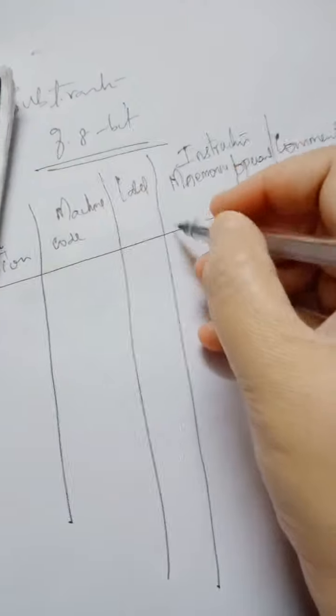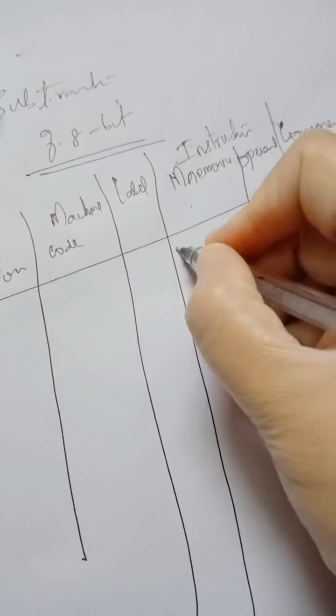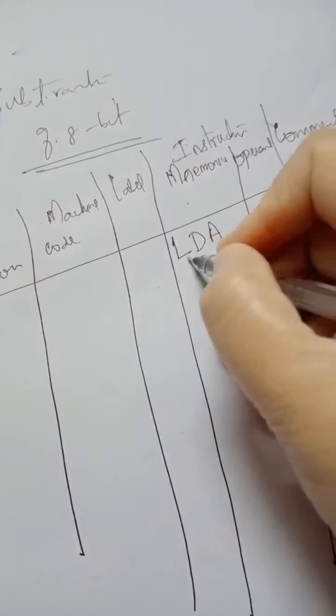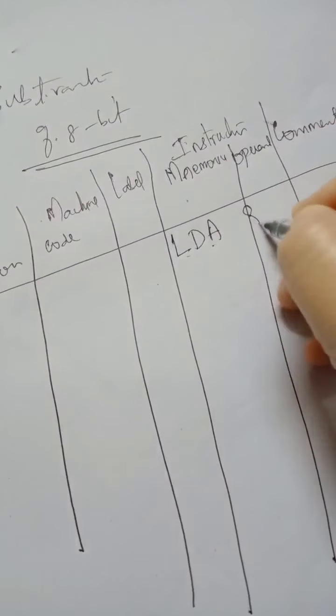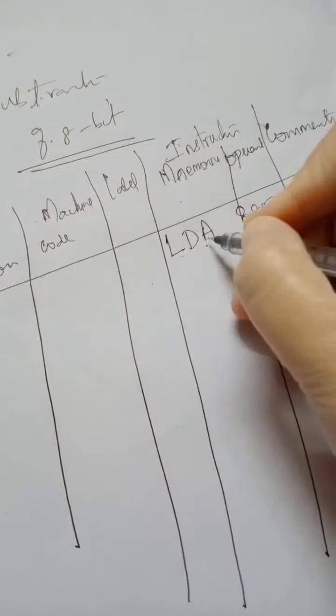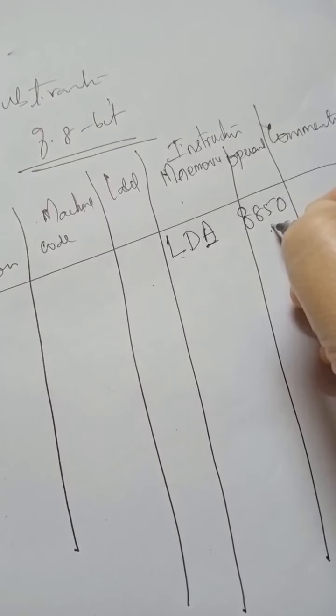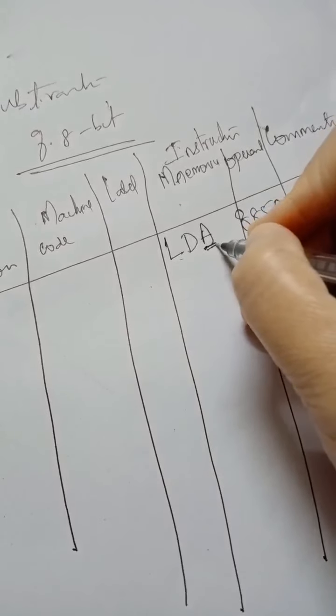Now in the program, obviously you will first write the mnemonics, and then from the mnemonics you can transfer to the codes. Remember this. So first I have to load one number in the accumulator: LDA 8850. Go to memory location 8850, take the data and load it into the accumulator.